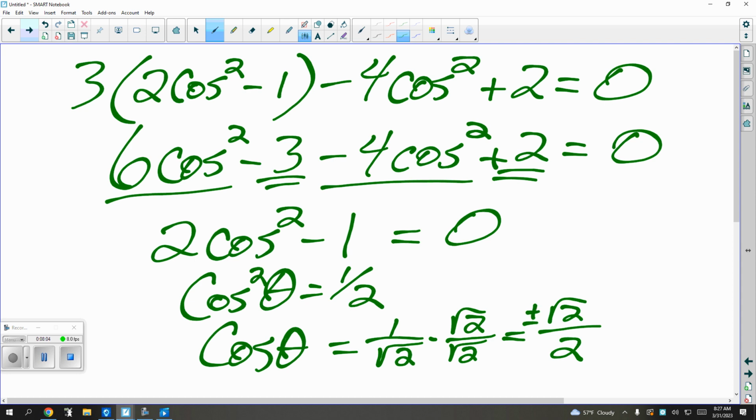And then I bust out my note card. I'm looking for plus or minus square root of 2 over 2 in the cosine column. I notice it at 45 and at 135 and at 225 and at 315. Yippee. I like that one.